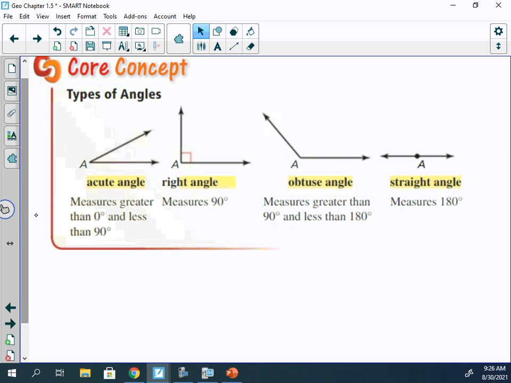Now, we do have 4 different types of angles we'll look at. One is acute angle. An acute angle measure is greater than 0 degrees and less than 90. So an angle between 0 and 90 is acute. A right angle measures exactly 90 degrees. An angle between 90 and 180 is obtuse. And an angle that is exactly 180 degrees is a straight line.